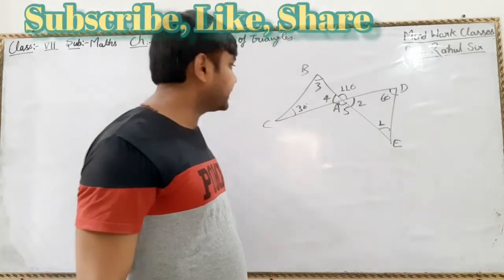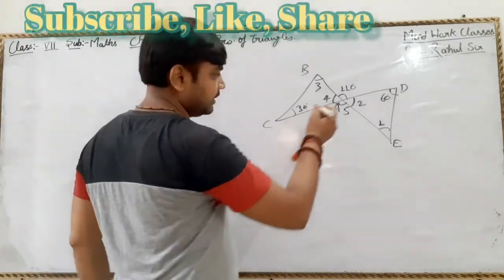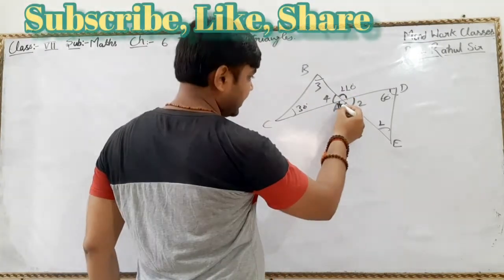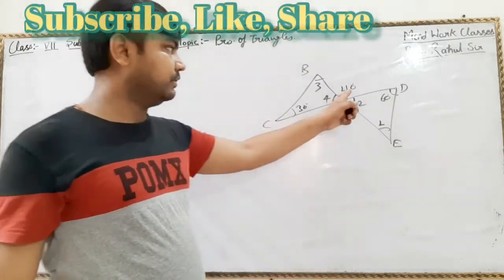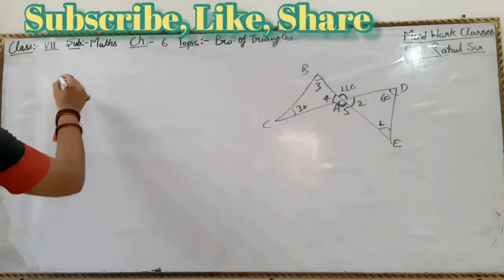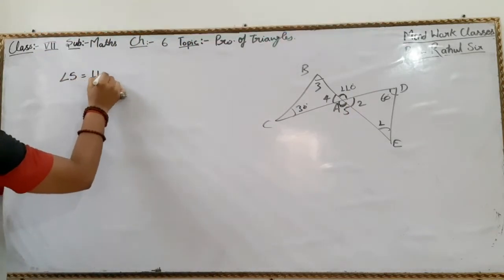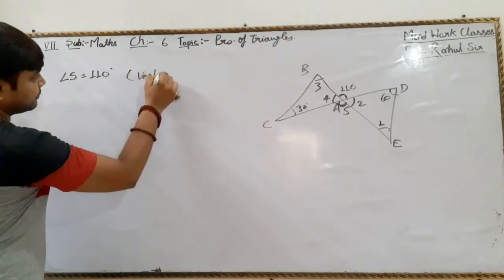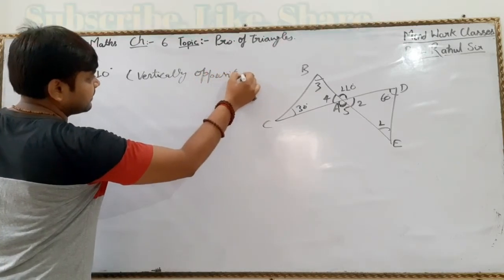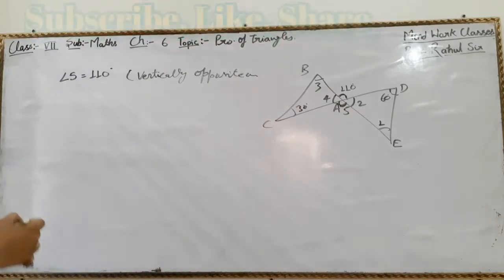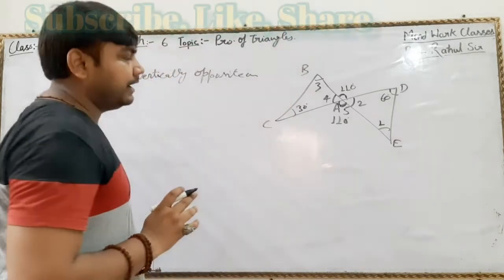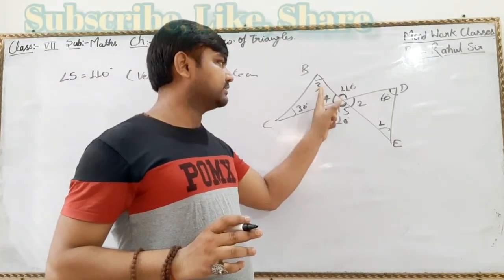Now look here. This 110 is equal to angle 5. Why? Vertically opposite angles. So angle 5 is equal to 110 degree. Now this angle 5 is 110. Right. Now we have to find out angle 3 and angle 4.